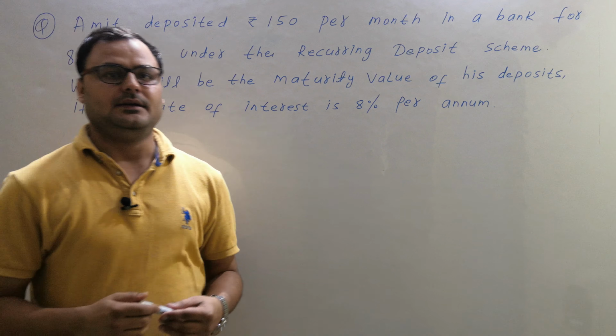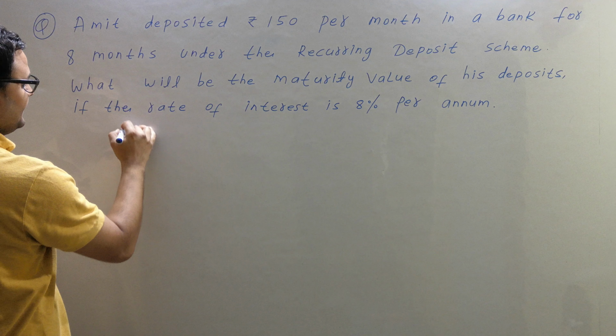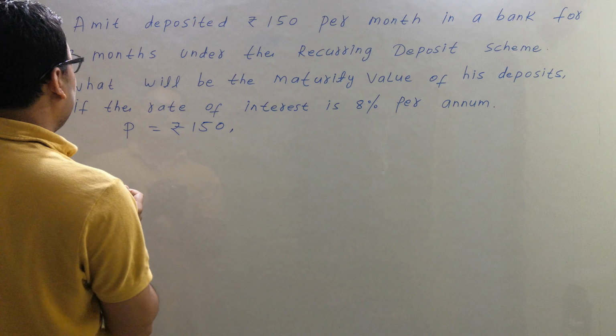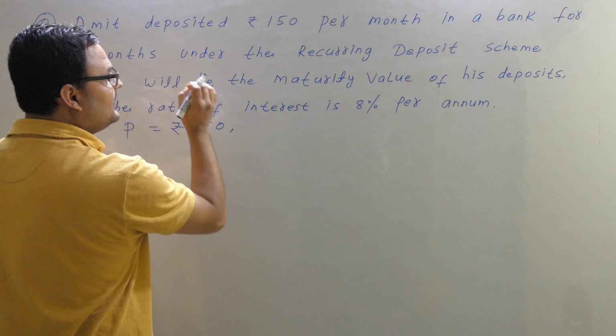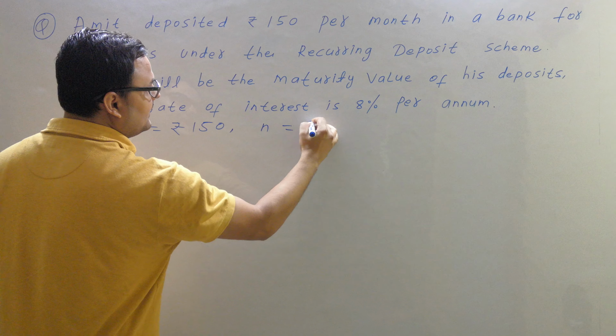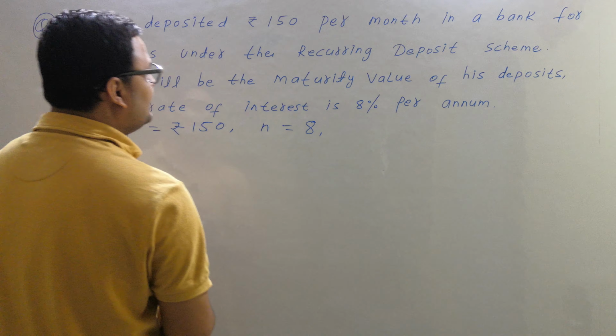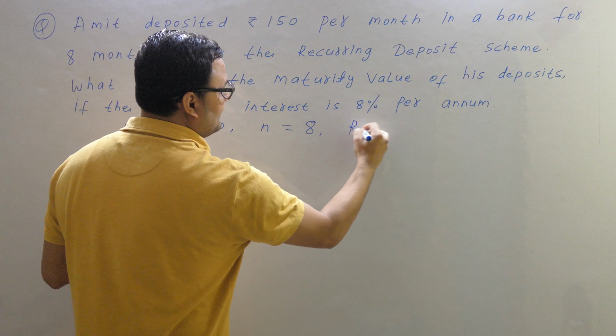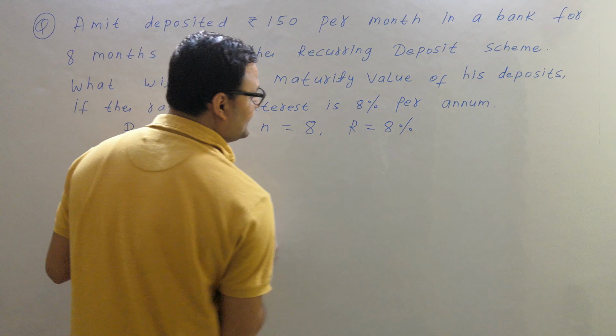Now the next question is: Amit deposited rupees 150 per month in a bank. I am going to write one by one whatever data is given. So P equals rupees 150, in a bank for 8 months under the recurring deposit scheme, so N equals 8. What will be the maturity value of his deposits if the rate of interest is 8% per annum?